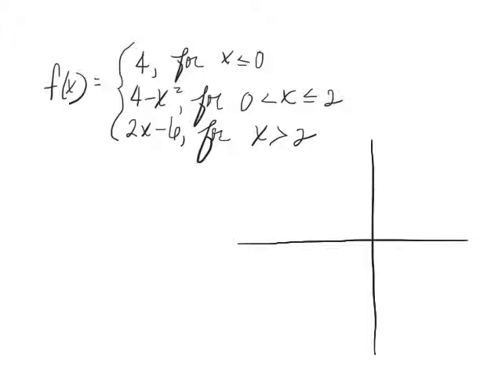I would get for a graph 0 and everything this way. My y value will always be 4. That distance will always be 4 whenever x is less than or equal to 0. Okay, the second one says that whenever my x is bigger than 0, so it doesn't include 0, but it's less than or equal to 2, my y value is going to be 4 minus x squared.